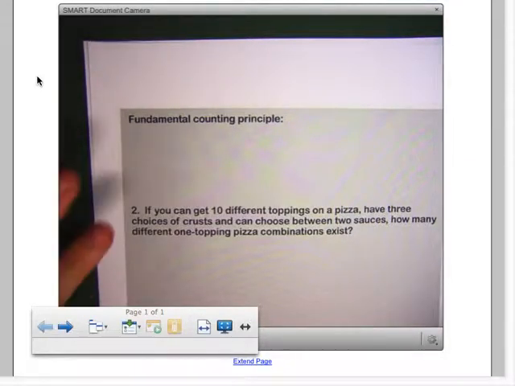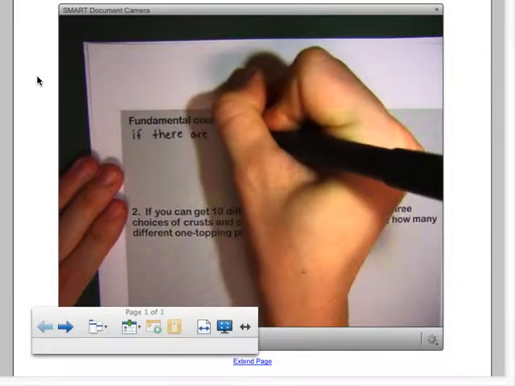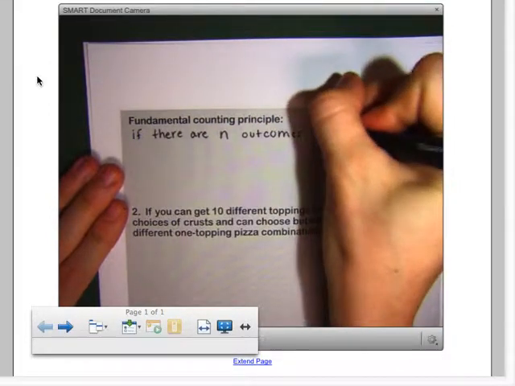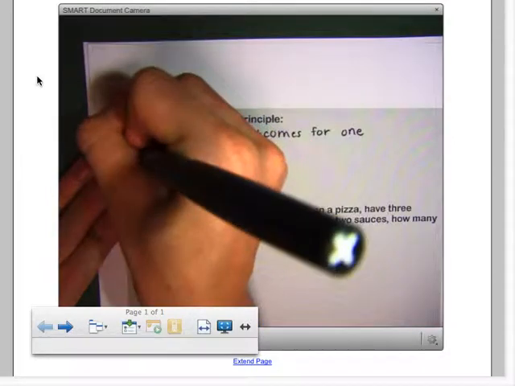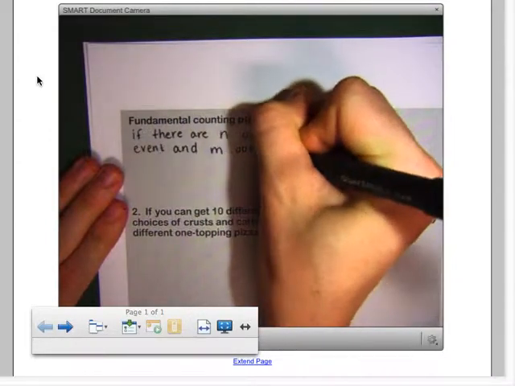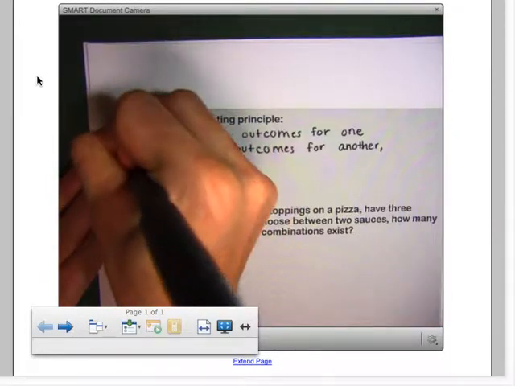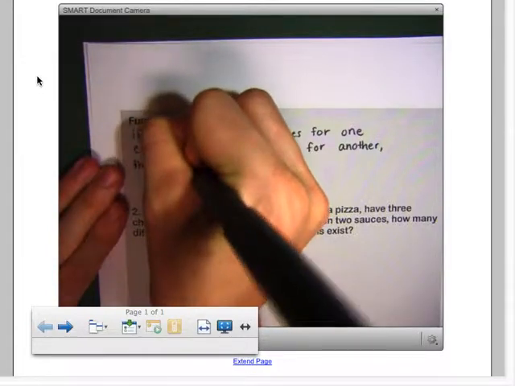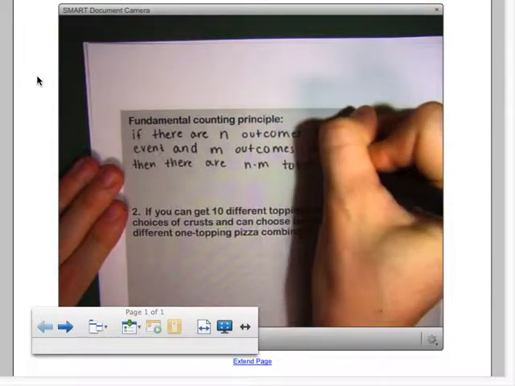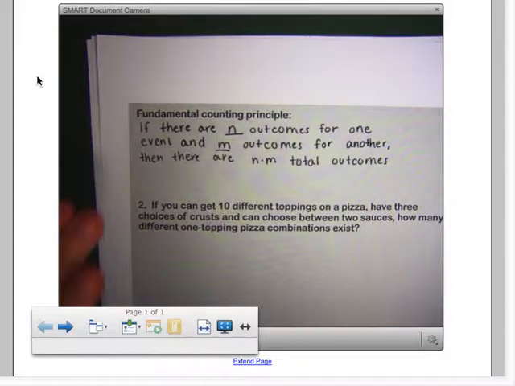Okay, so the fundamental counting principle says if there are n outcomes, n is just any number, for one event, and m outcomes for another, then there are n times m total outcomes. Okay, remember n and m, those are just any numbers.